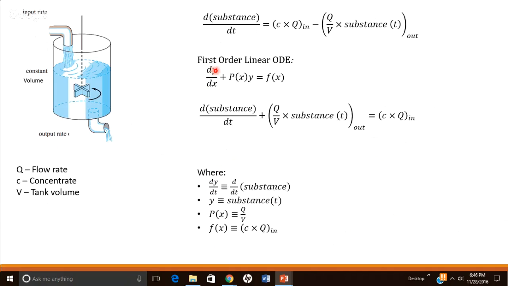So you see, just comparing the first order linear differential equation to the equation for the mixing tank, dy/dt is defined by the rate of change of the substance. So again, that's just the derivative of y, the derivative of the substance. And y is analogous to the substance at any time t. We've got p of x analogous to q over v, and f of x is just c times q, the flow rate.